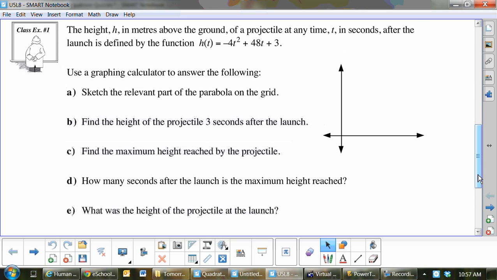The height in meters above the ground of a projectile, okay? We're going to be so generic that we're not even going to name the projectile. It is just a projectile. Okay? So think of something flying through the air.